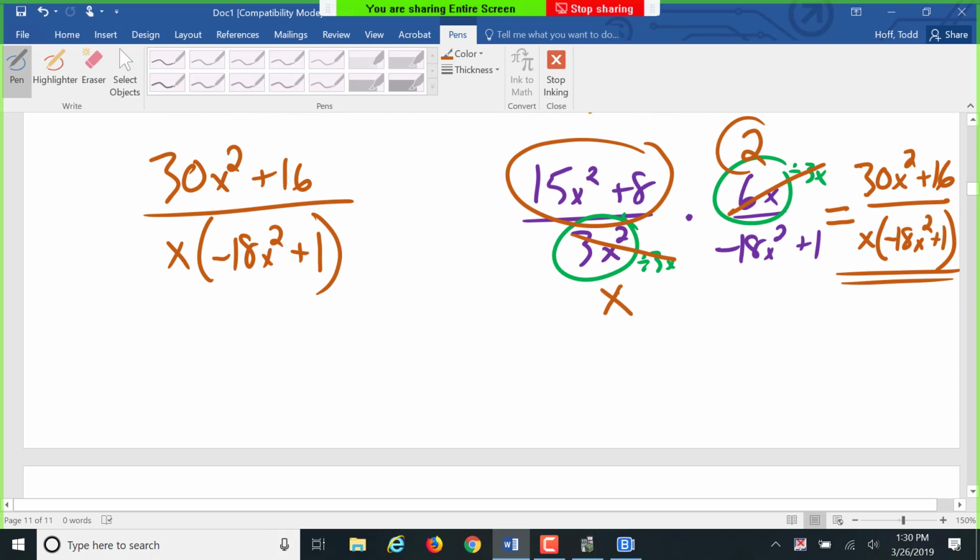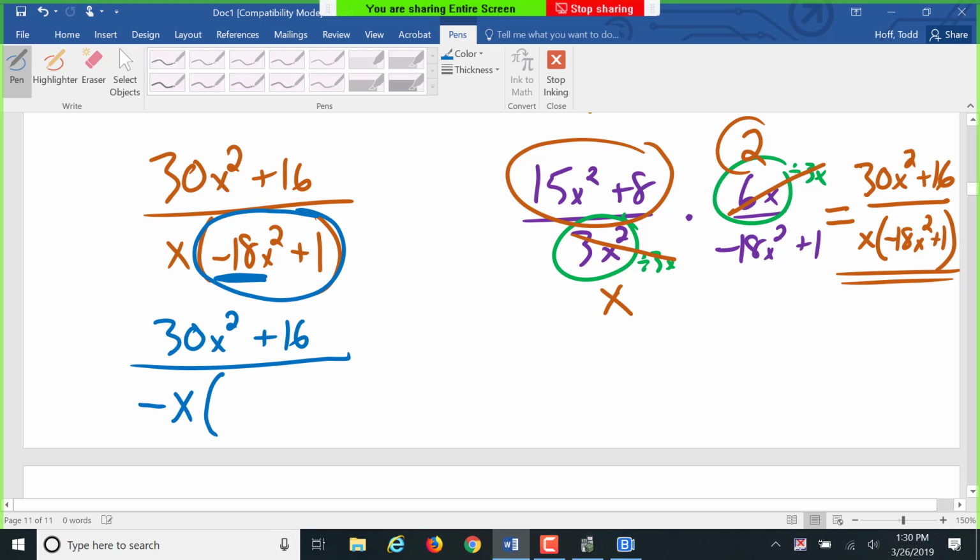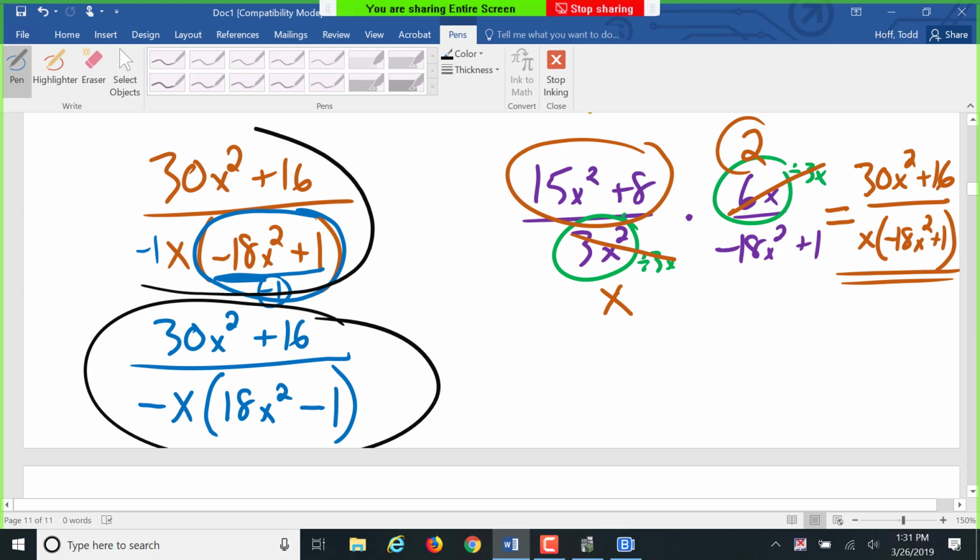Now, one of the reasons I wanted to do this example is that my math lab sometimes does a little changing around here. In order to express this as having a positive leading term, it might rearrange it a little bit. Instead of having the negative here, it might factor out a negative 1 and write it as negative x times a positive 18x squared minus 1. So it has divided this piece by negative 1 and put the negative 1 out here with the x. If you see it expressed this way, what they've done to get from here to there is factor out that negative and put it with that first factor.